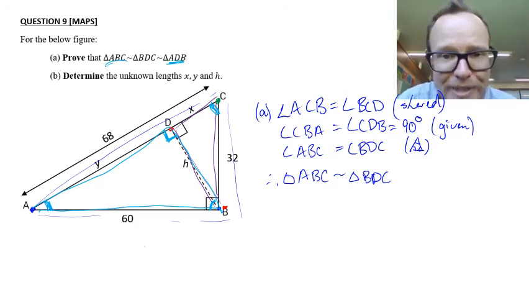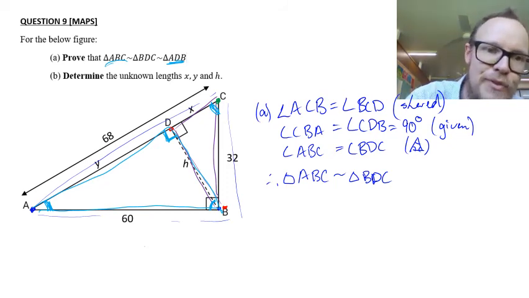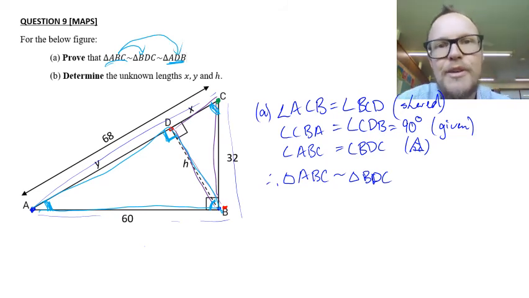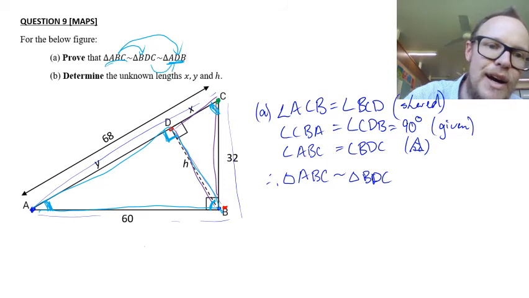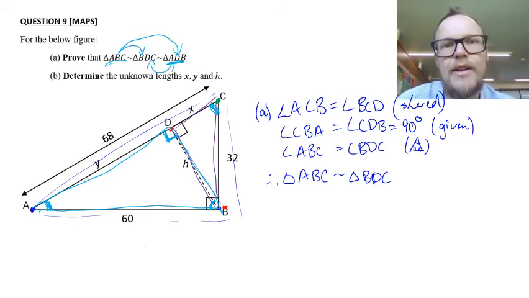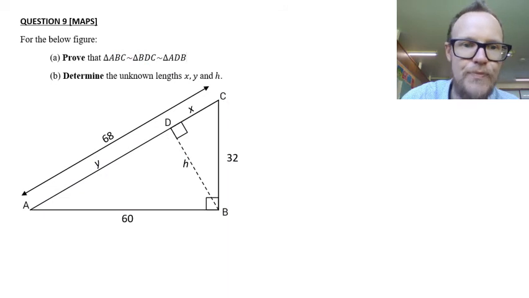Now we only need to prove twice. We only need to prove that this is similar to this one and that this is similar to this one, because by association, if those two are similar to the first one, that means these two are also similar to each other. Okay, so we only need to do 2 proofs. We don't need to do 3 proofs on this one. Let's look at the final question here.